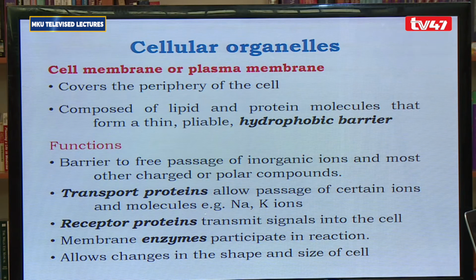Then some membranes also have enzymes which participate in certain biochemical reactions that the cell participates in. And also importantly, we said the cell membrane is pliable, meaning that it allows the cell to change its shape and its size. Sometimes a cell needs to divide, therefore it needs to change its shape. Sometimes it has to grow, so it will increase in size. So the membrane has to be pliable to allow for these different changes of shape to happen.